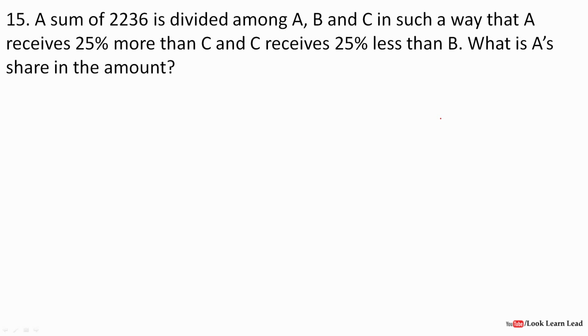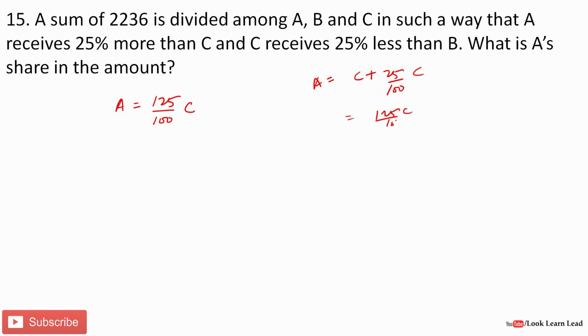A sum of 2263 is divided among A, B and C in such a way that A receives 25% more than C. So I'll write: A receives 25% more than C. See, why did I write this? A receives C plus 25% of C. When we calculate it, taking the LCM, you will get 125 upon 100 of C.